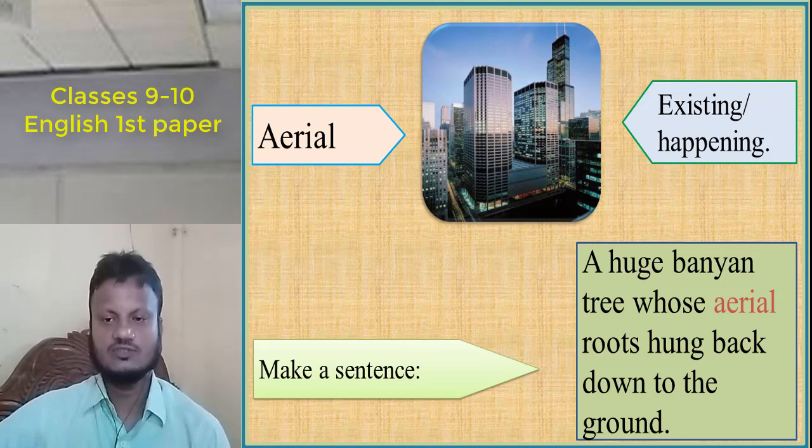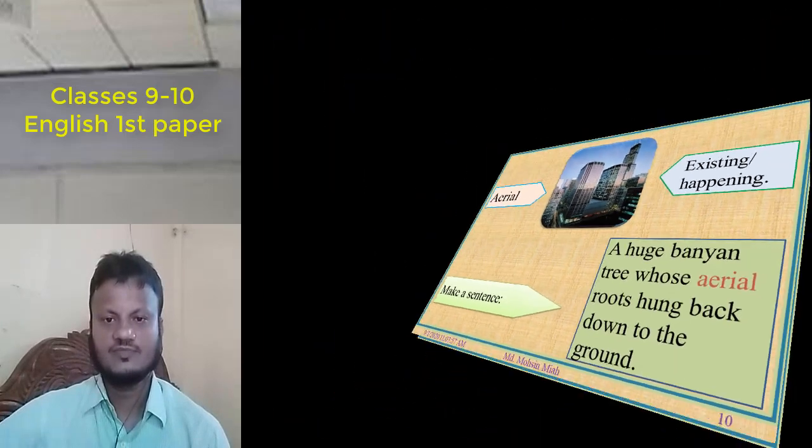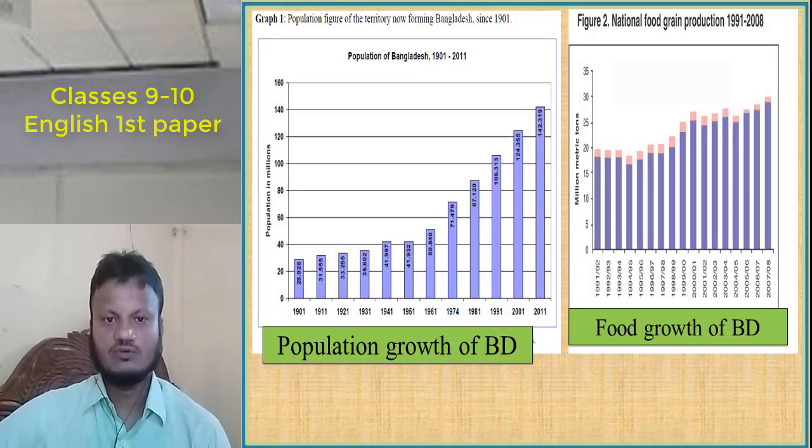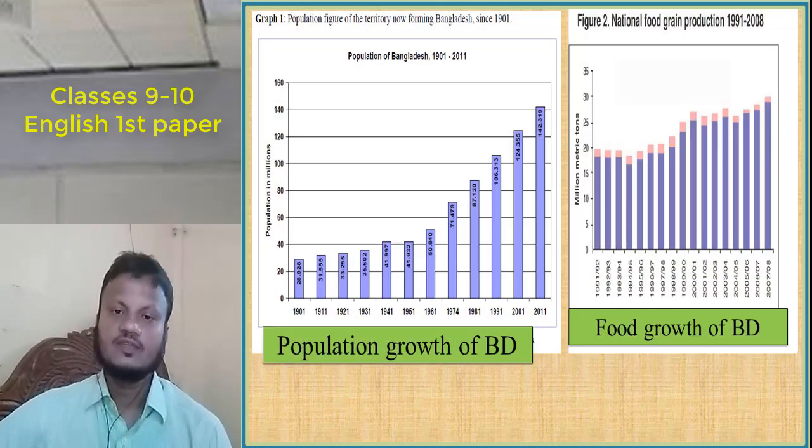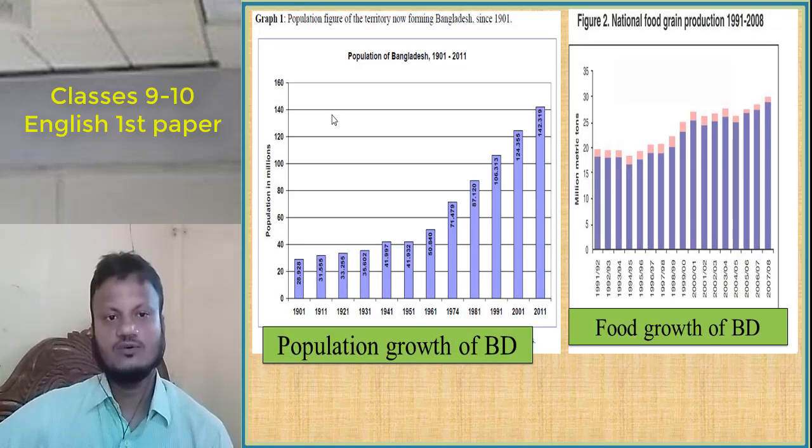And another word. Okay, dear learners, now look at the two graph charts. Here I have given two graph charts. One is about population growth of Bangladesh and another is food growth of Bangladesh. The two graphs are related to our topics, that already we have got information on.